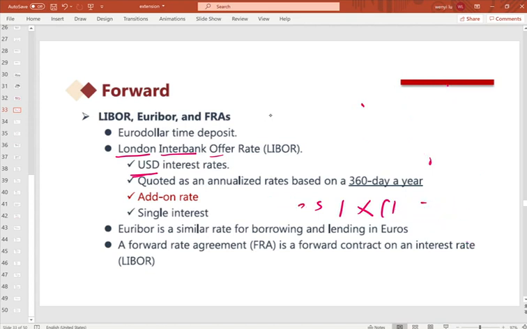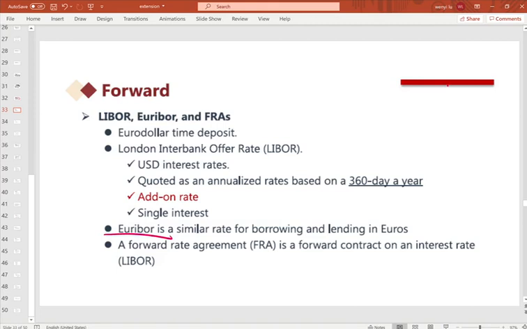So you can see that's for LIBOR. Accordingly, we also have Euribor. Euribor is very similar to LIBOR. It's not on dollars, but on euros. So you lend and borrow in euros, in a foreign country, not in the EU area. It's called Eurobonds, and the interest rate charged will be the Euribor rate.